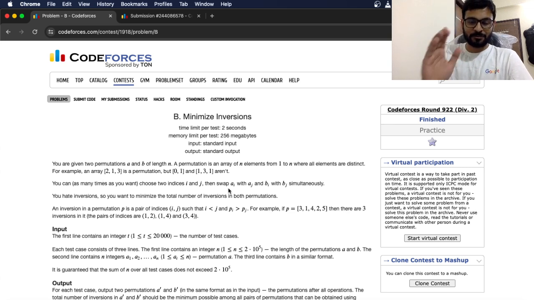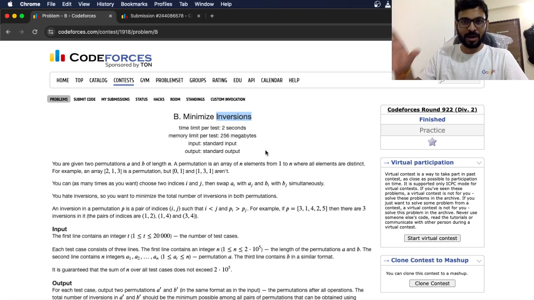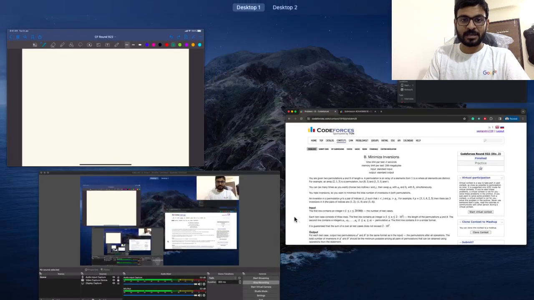Minimize inversions. Before we get started, inversion is a very common term in our programming classes and programming exercises. And this is what an inversion means. It emanates from all our sorting practices. So, an inversion in a permutation is a pair of indices such that i is less than j and pi is greater than pj. So, let's take an example.